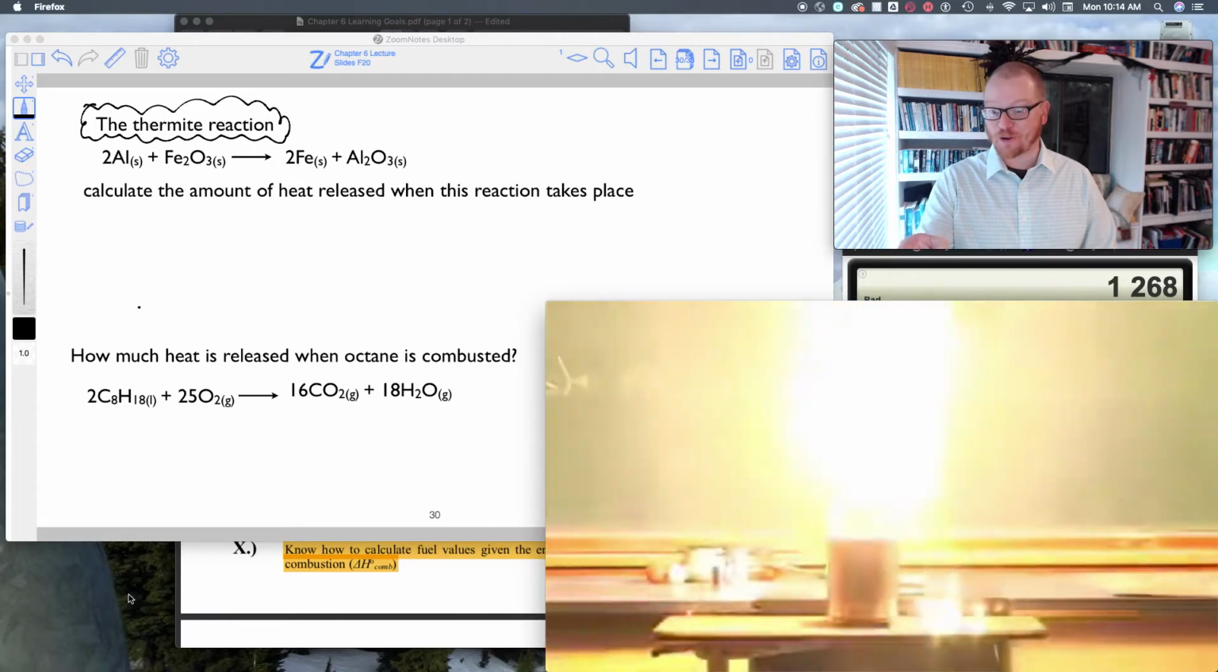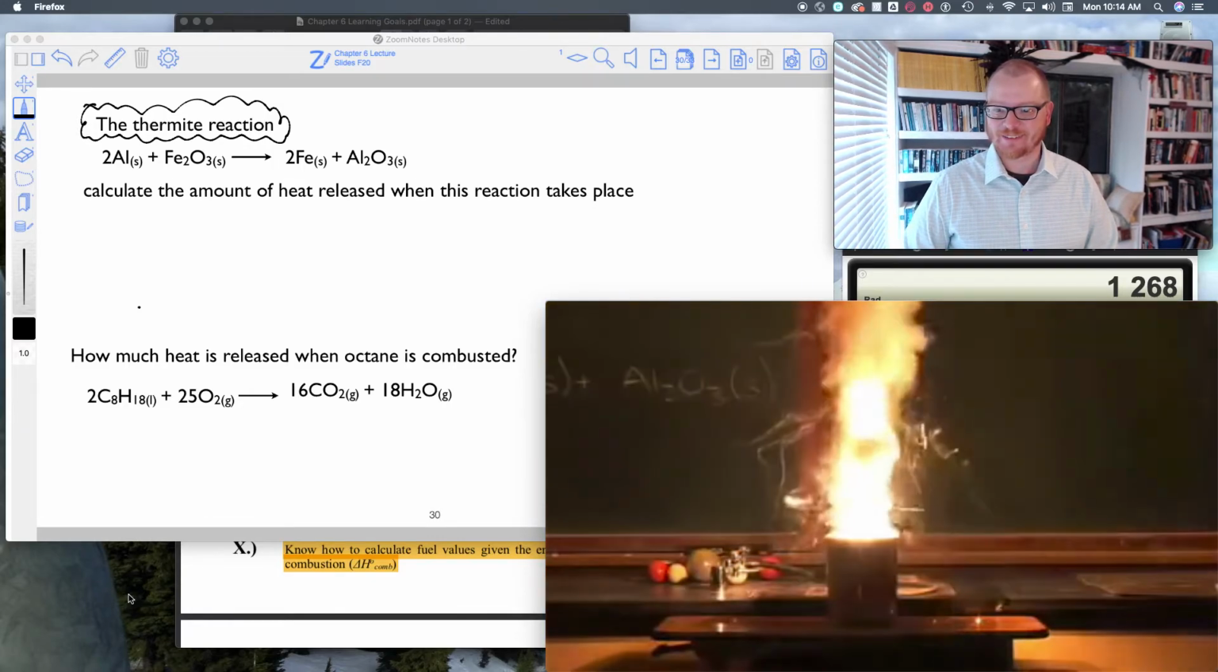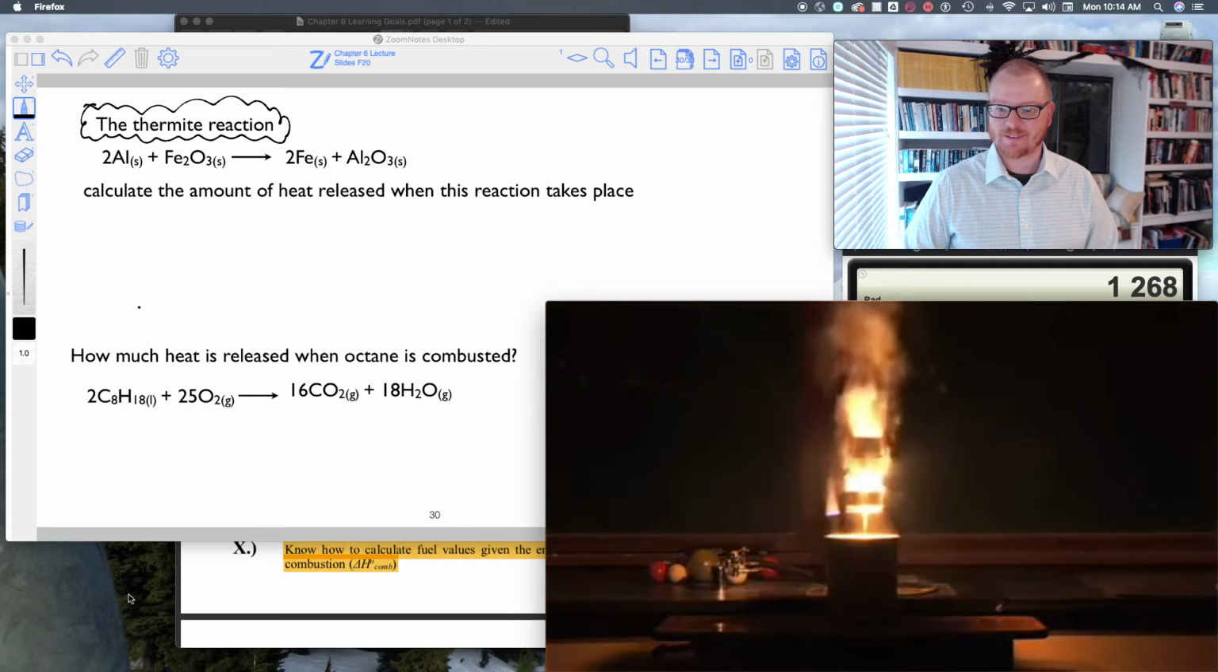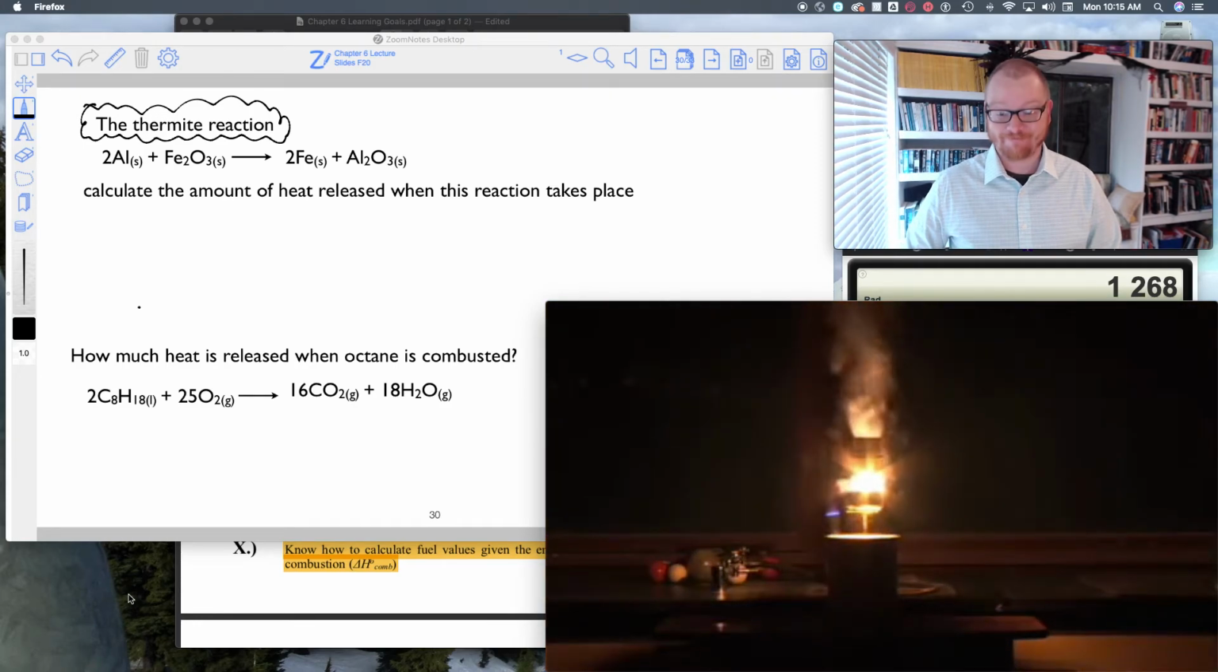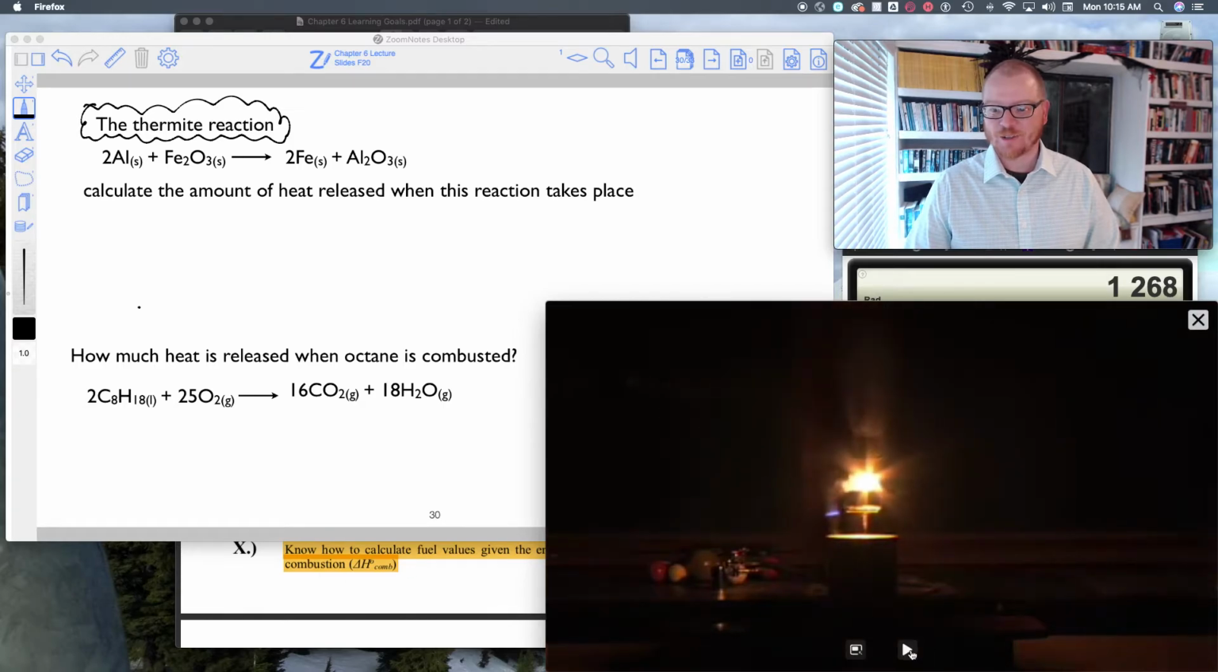Okay, there's the thermite reaction. That's molten iron that's dripping out of the bottom there. That's liquid iron. So I'm going to pause that for a minute.